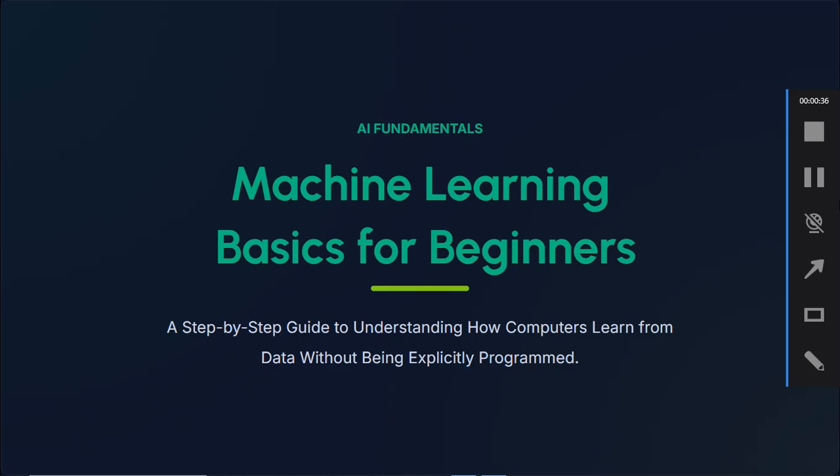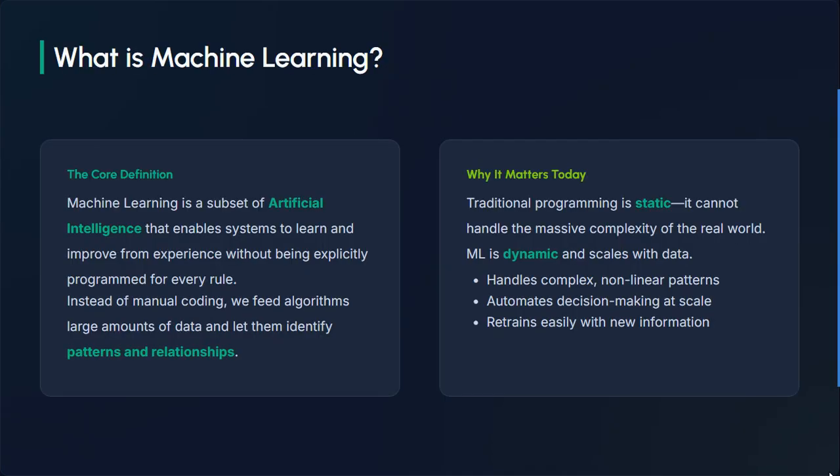So let's get started. So what is machine learning? Machine learning, or ML, is part of artificial intelligence, also known as AI. In traditional programming, people write all the rules for a computer. In machine learning, instead of writing every rule, we give the computer lots of data and examples. The computer learns patterns from the data and uses those patterns to make predictions or decisions. The more good quality data it learns from, the better it performs.